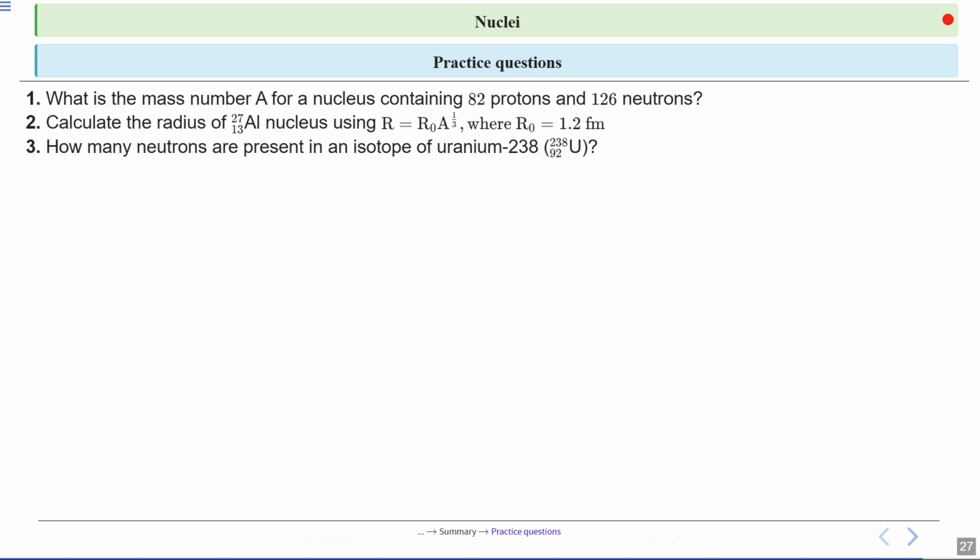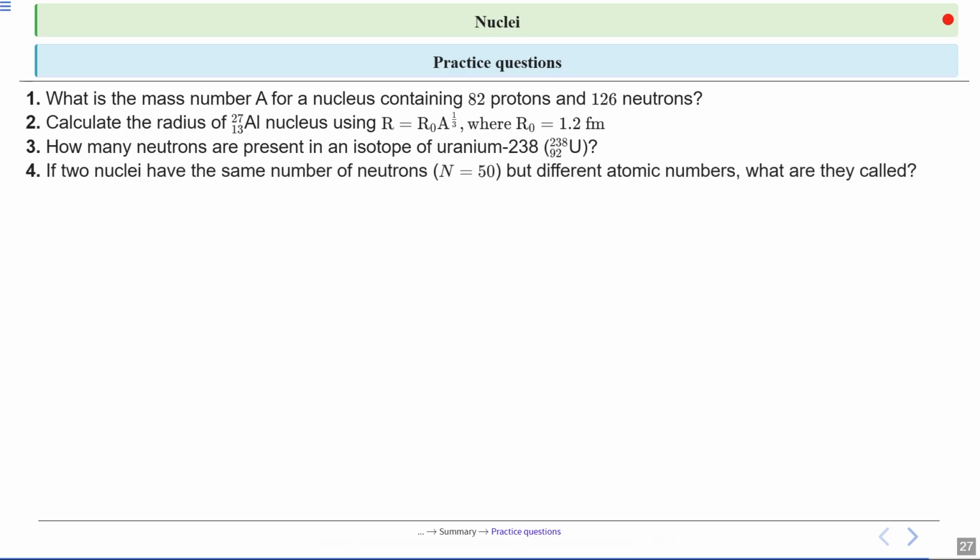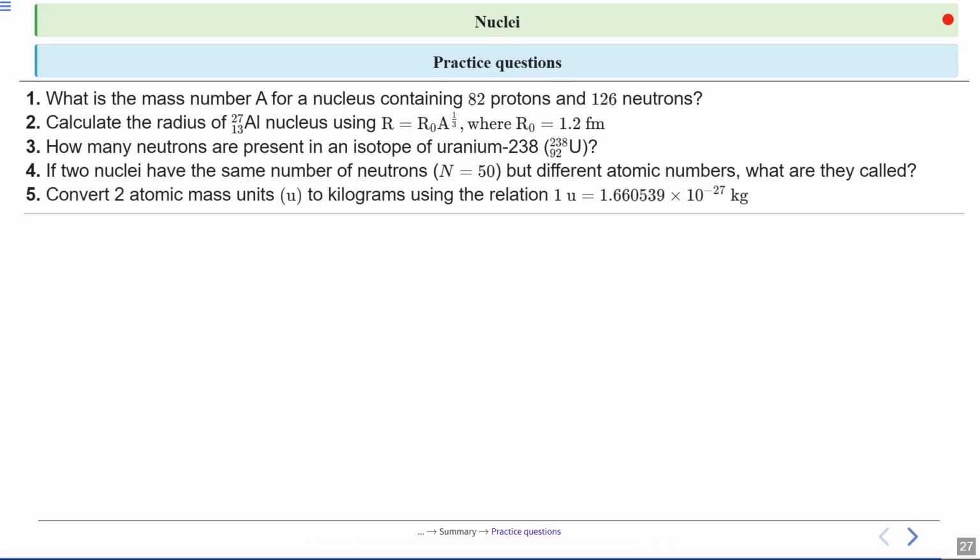Next, let's find out how many neutrons are in uranium-238. Remember, the number of neutrons is simply the mass number minus the atomic number. Now consider two nuclei that have the same number of neutrons, equal to 50, but different atomic numbers. What are these nuclei of different elements called? Finally, let's convert two atomic mass units to kilograms. We use the relation 1 U equals 1.660539 times 10 to the power minus 27 kilograms.